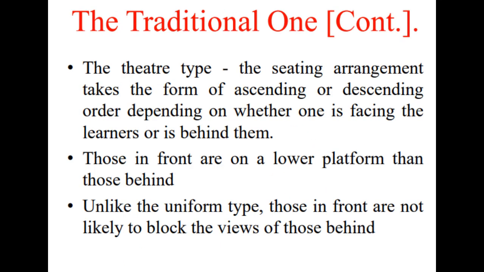In the theater type, the seating arrangement takes the form of ascending or descending order, depending on whether one is facing the learners or is behind them. Those in front are on a lower platform than those behind. Unlike the uniform type, those in front are not likely to block the views of those behind.